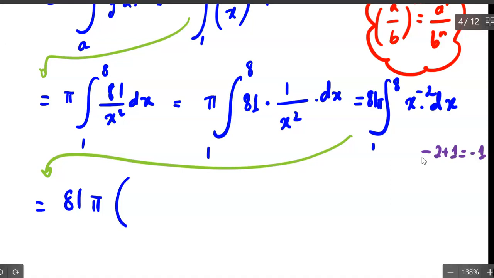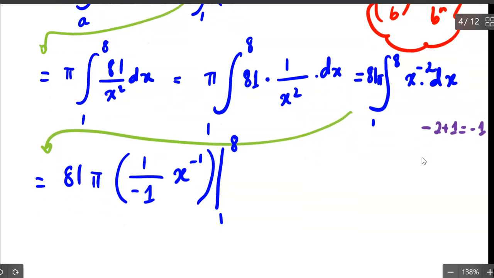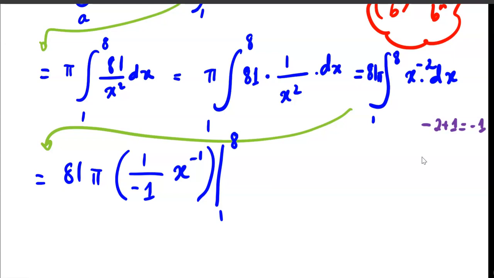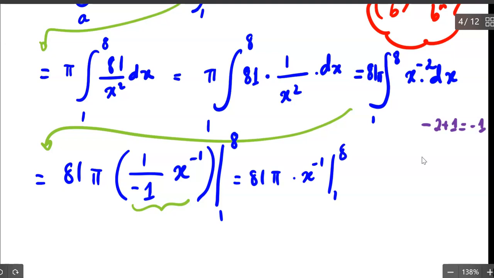81 pi, I will multiply by 1 divided by minus 1 times x to the minus 1. Close this, then write this line from 1 to 8 because I have to evaluate this in terms of F(b) minus F(a). Apply the fundamental theorem. So before I apply the fundamental theorem, I'm going to simplify what I have inside this bracket. So I will have 81 pi multiplied by x to the exponent minus 1 from 1 to 8. I will take this minus and multiply by 81 pi, or in the way that I take 81 pi divided by minus 1. Divided by minus 1 or multiplied by minus 1 is the same thing.